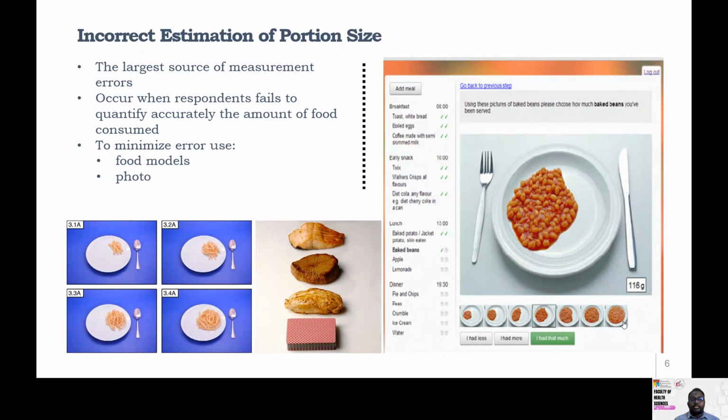So incorrect estimation of portion size is also a source of measurement error. In fact, it's the largest source of measurement error. This occurs when respondents fail to quantify accurately the amount of food consumed. And how to minimize this kind of error is to use food models and also food photographs.